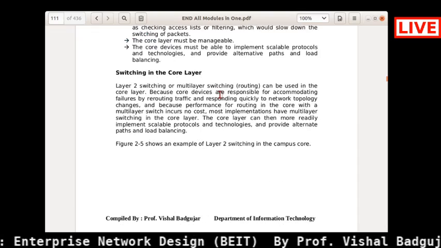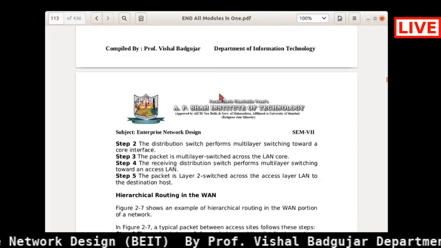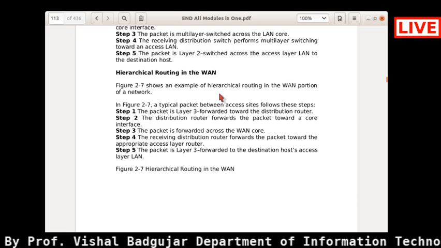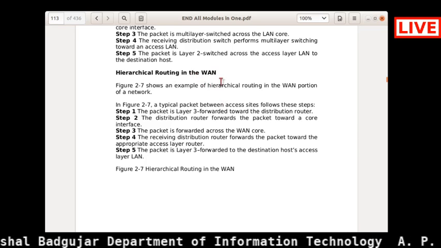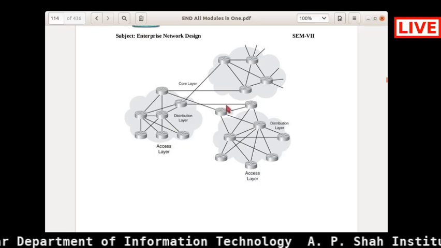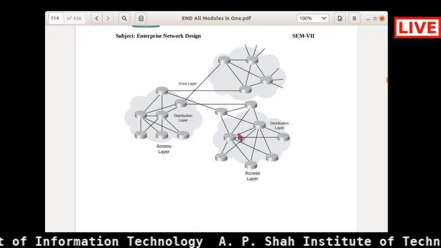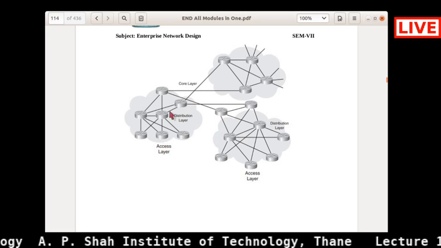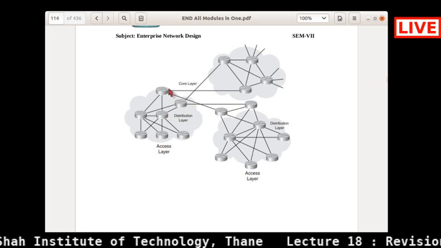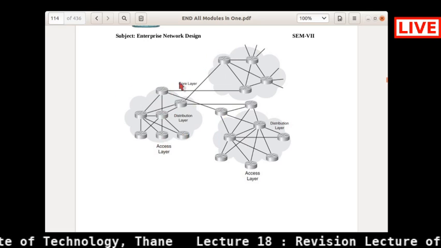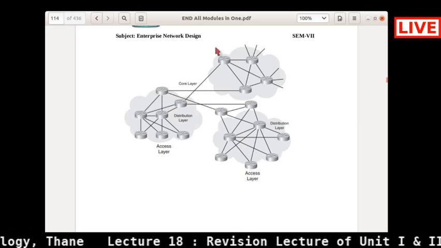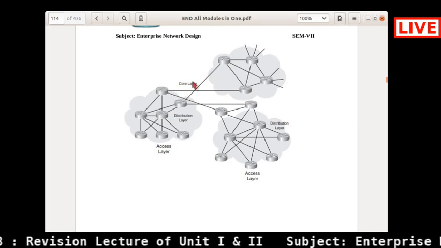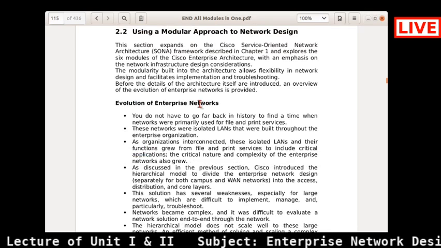Then after the layers, yes, comes the hierarchical routing in the WAN, right? In the WAN, how do we use these 3 layers, right? That we have also explained in one of our lectures. So this is nothing but the access layer, these are the distribution layers, and the network to network packet transfer takes place with the help of the core layer, which has high speed switching, in this particular scenario, right? So this is the WAN network.